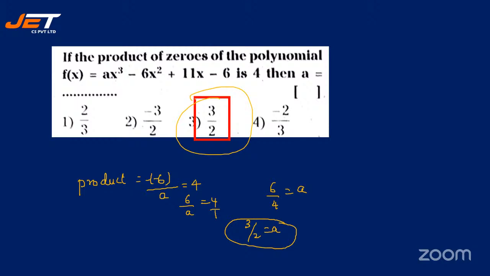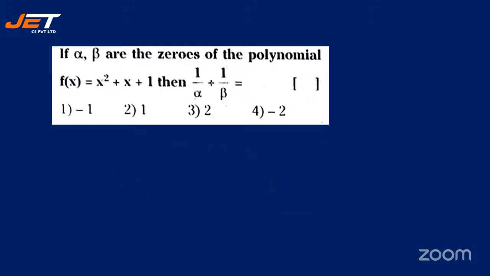Yes, it is correct. In the next question, if alpha comma beta are the zeros of the polynomial, f of x is x squared plus x plus 1, then 1 by alpha plus 1 by beta is dash. Yes, so you can take 1 full minute for this because you need to work out and tell me.